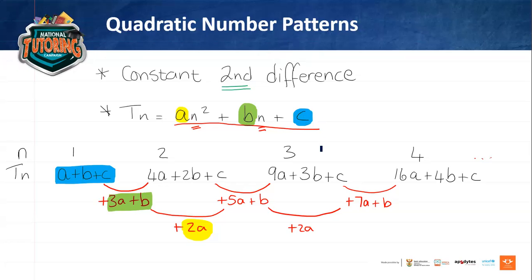Now, I will show you how we do this in an actual example, but you need to remember these three formulae if you're going to use this method. This 2a, this 3a plus b, and this a plus b plus c. The rest of it you don't need to memorize, but these three are really important for finding the nth term of our quadratic number pattern.